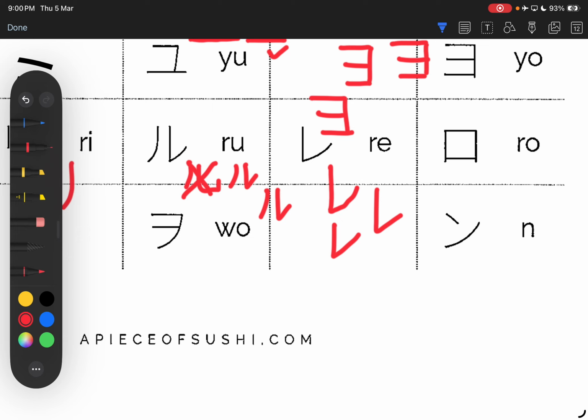Okay, so one vertical line down and then you curve upwards. Next we have RO. 1, 2, 3. Just like how we write ko in Chinese. Same way.